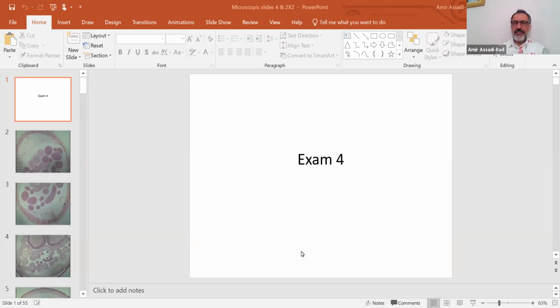Hi guys, this is the lab material for exam number 4. So I have two sets of slides. One of them is for slides and 2x2s, and the other one, all of the models, I put them together in your Canvas. They are separate, like mollusks, annelids, and so on and so forth, but here they're all together.